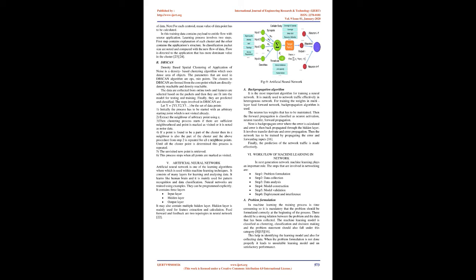DBSCAN. Density-based spatial clustering of applications with noise is a density-based clustering algorithm which uses dense areas of objects. The parameters that are used in the DBSCAN algorithm are EPS and min points. The clusters in DBSCAN are formed from the core points, which are directly density reachable and density reachable. The data are collected from online tools and features are selected based on the packets, and then they are fit into the model for testing and training. Finally, they are predicted and classified.